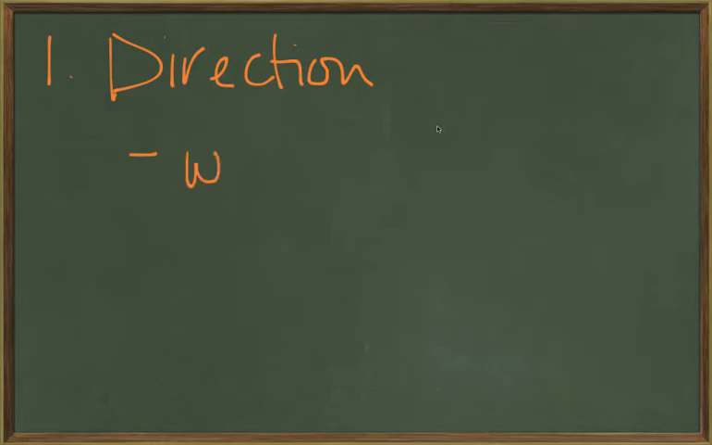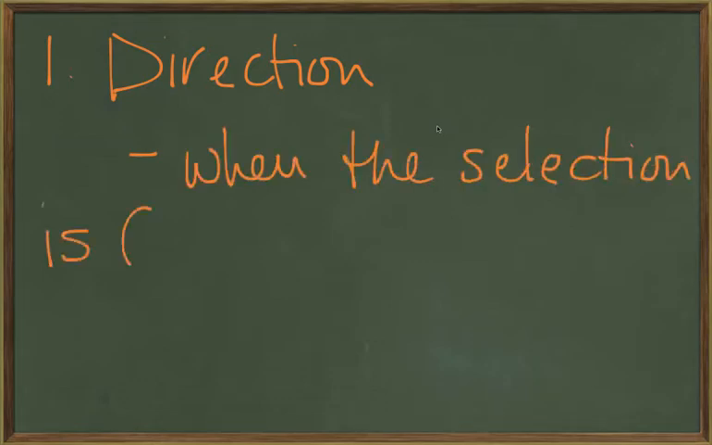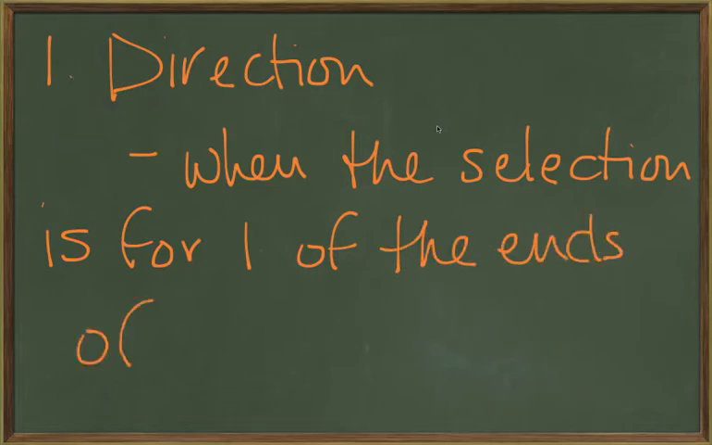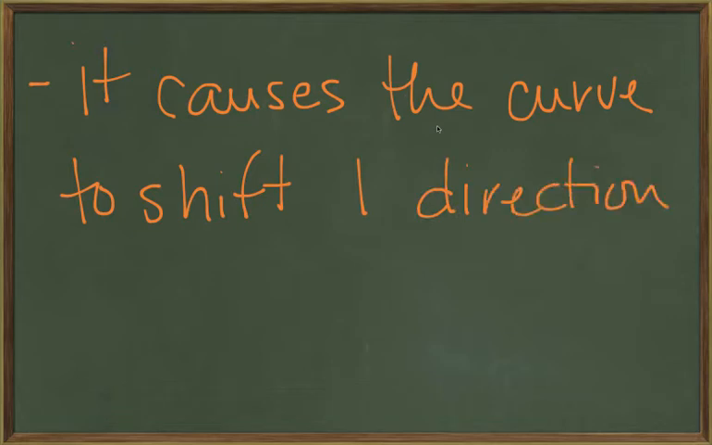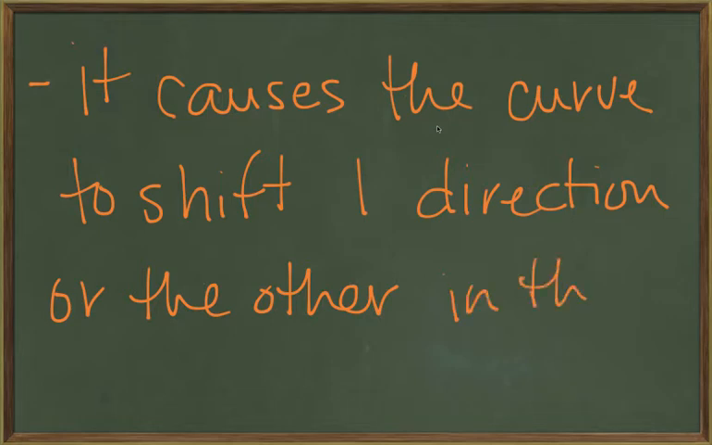This is when the selection is for one of the ends of a bell curve. It causes the curve to shift one direction or the other in the following generations.